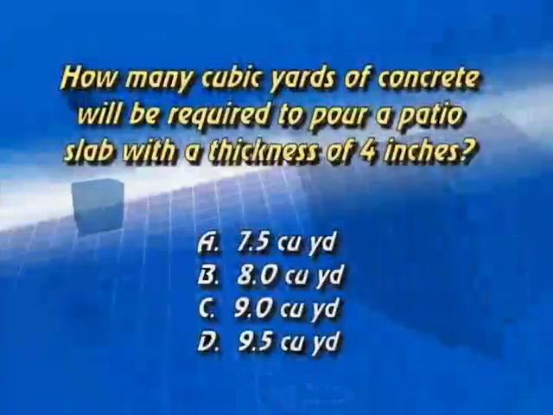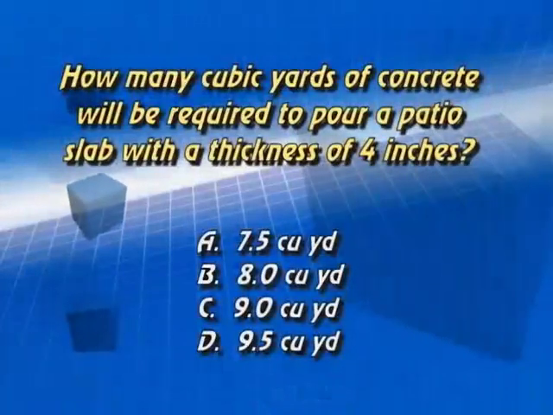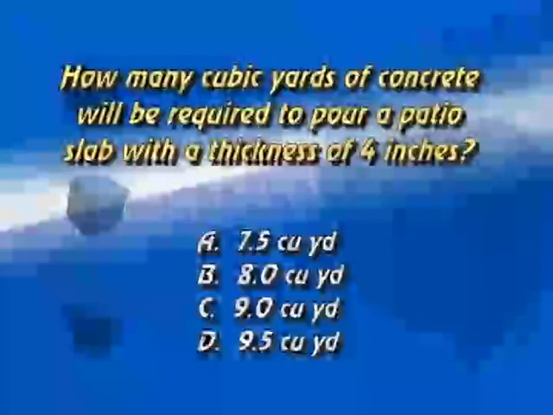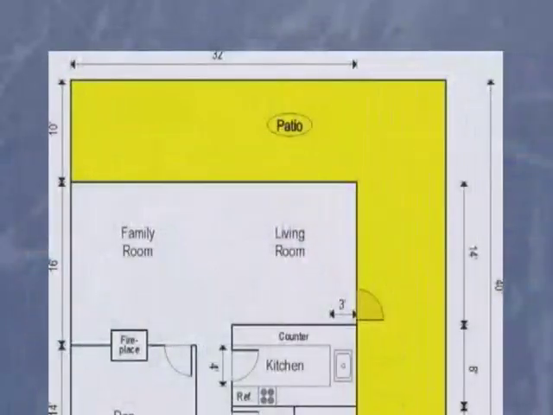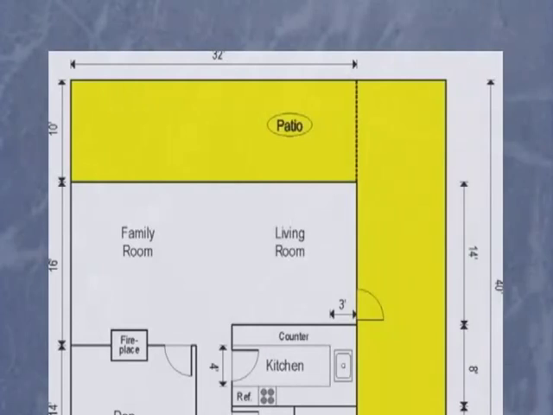First question, number 1. How many cubic yards of concrete will be required to pour a patio slab with a thickness of 4 inches? Let's look at our plan. We have a patio out there that is essentially an L-shaped unit. The first thing we will do is to convert it into 2 rectangles. The first rectangle will be 10 foot by 32 foot. So we make a little line right there at the right end of the 32 dimension, such that we have a 10 by 32 and a 10 by 40 rectangle.